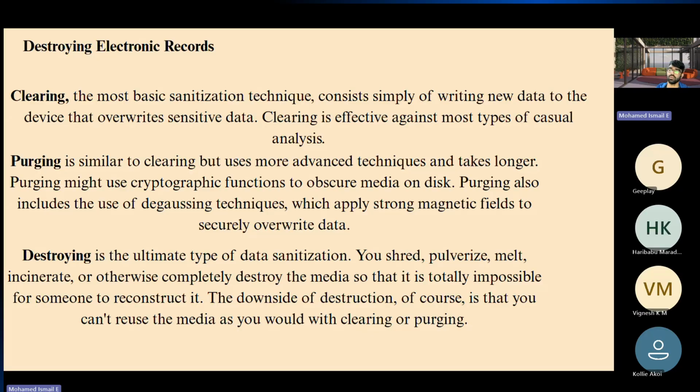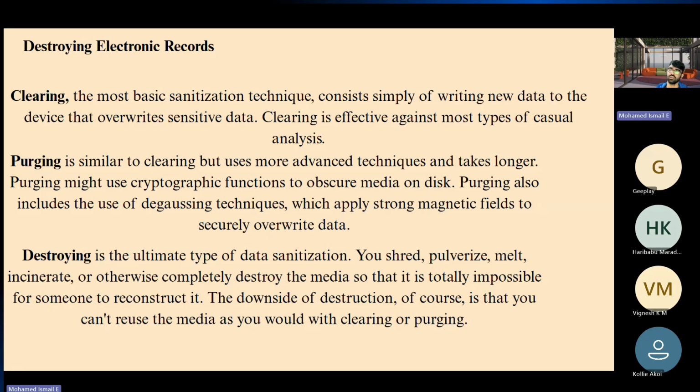So this cannot be a full destroying mechanism, but you can save the storage and reuse the hard disk. But this is not effective against most types of recovery tools or mechanisms to recover the data.